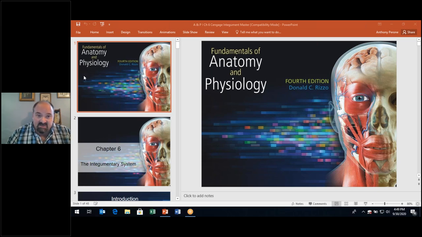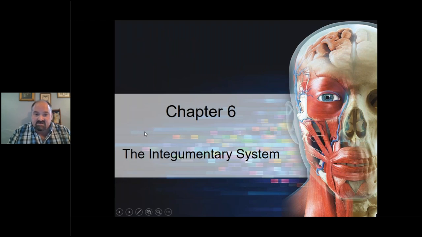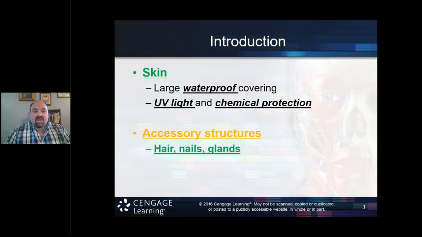Okay, so let's begin by going into the slide presentation. There we go, integumentary system, chapter 6. And we'll see here that the skin comprises a good majority of what we're thinking of when we think of the integumentary system: the skin and components that are a part of it. So the accessory structures, the hair, nails, and glands, all right? And so we'll be looking at images of the integumentary system, talking about the function, and again discussing pathology.